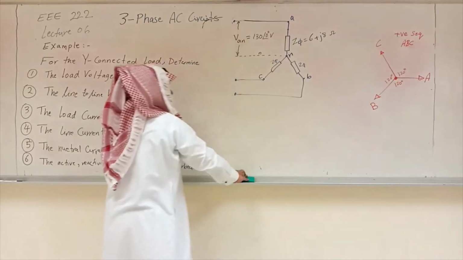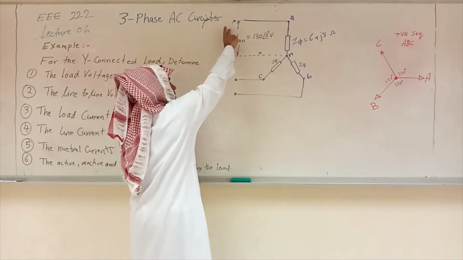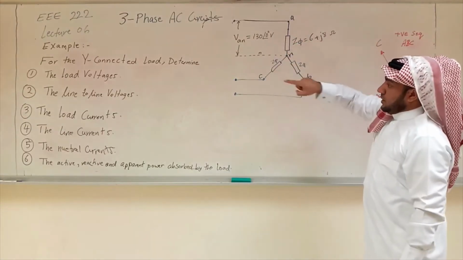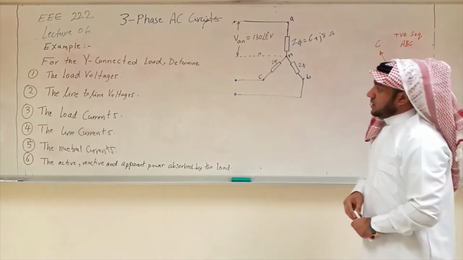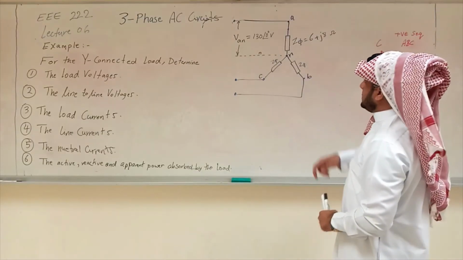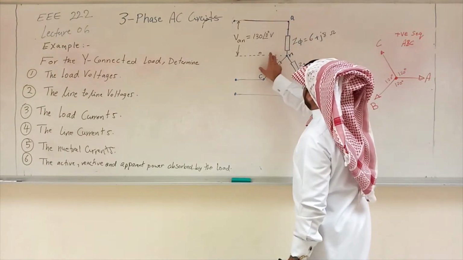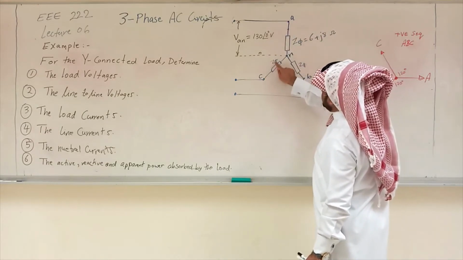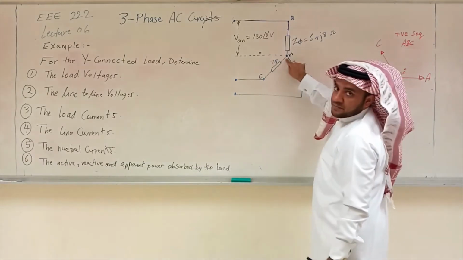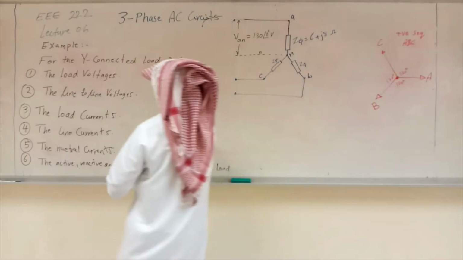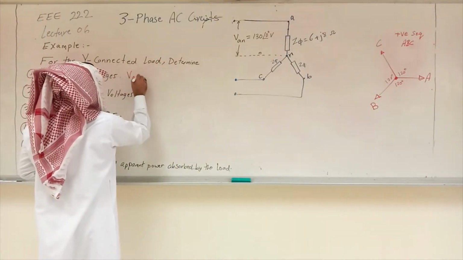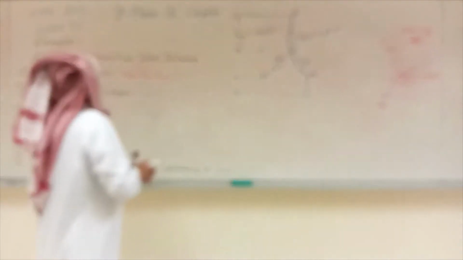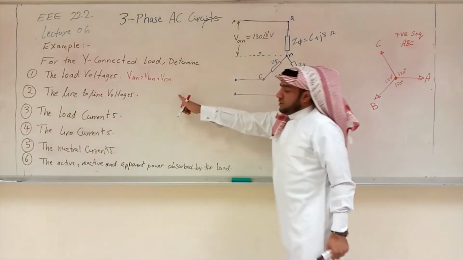Okay, so I'm going to take this one out just to save space. So that's your load, Y connection load. This voltage is given. Now these are the requirements for the questions. For the Y connected load here, you have to determine the following. Number one, the load voltages. The load voltages basically are the voltages across every load, right? So this voltage here is VAN, this voltage here is VBN, and this voltage here is VCN. So basically what we are looking for here, the load voltages, is VAN, VBN and VCN in the load side.